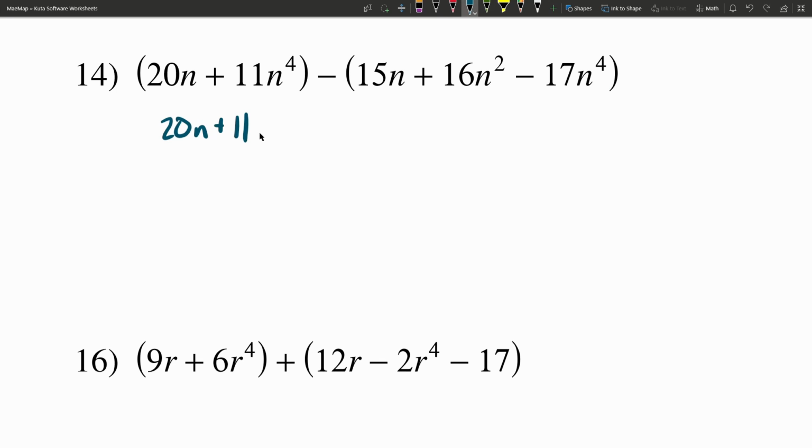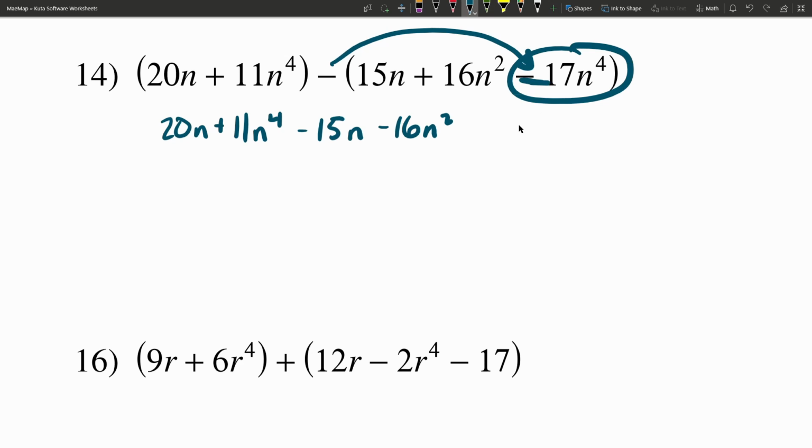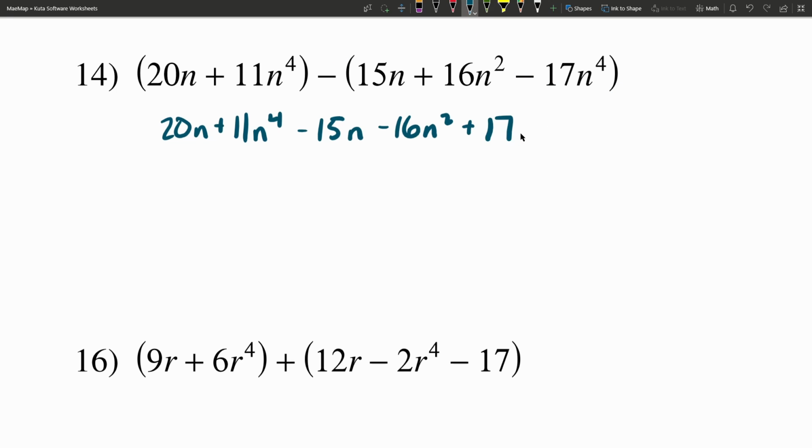So we have 20n plus 11n to the fourth minus a 15n, because that's subtracted. And then my 16n squared is also subtracted. And then I'm subtracting a 17n to the fourth that's already subtracted. So subtracting a negative is the same as adding that positive. So adding 17n to the fourth. Now I think I'm ready to combine my 11n to the fourth with 17n to the fourth, and that gets combined into, I'm adding both, so that's a 28n to the fourth.